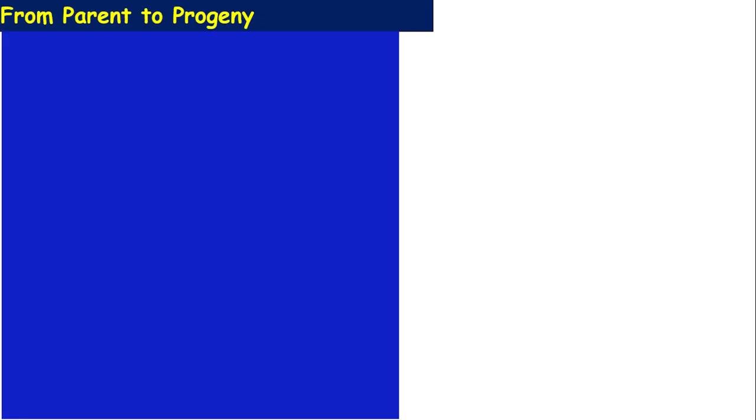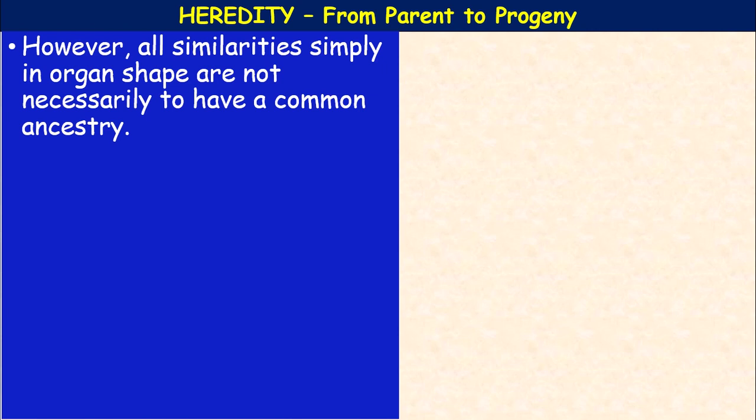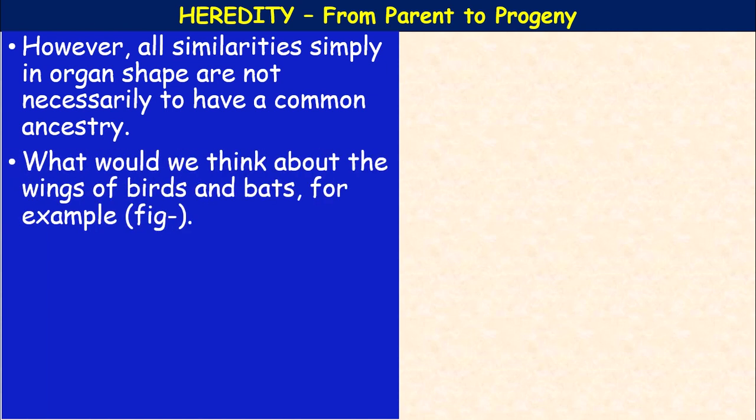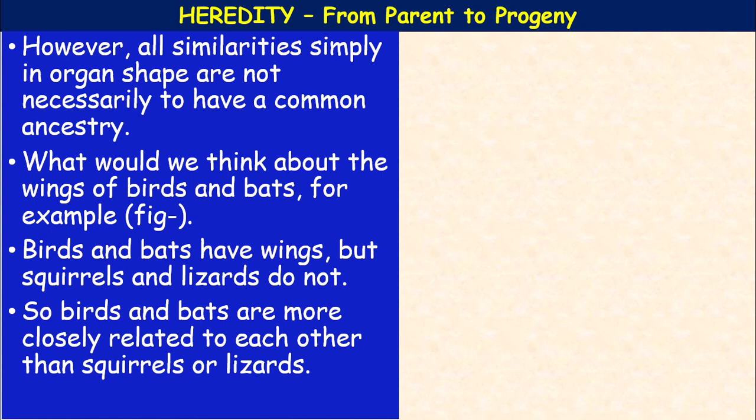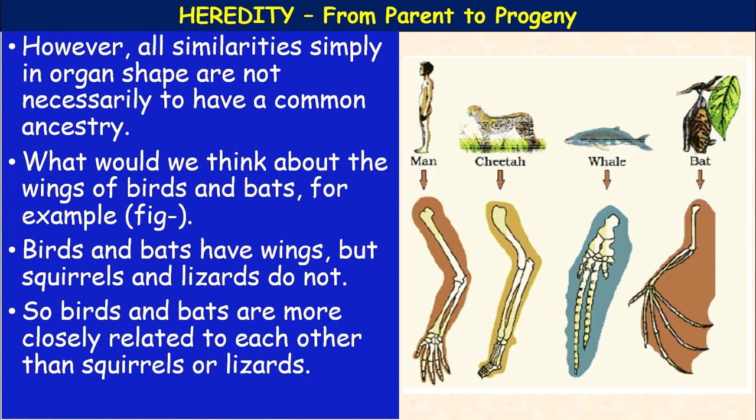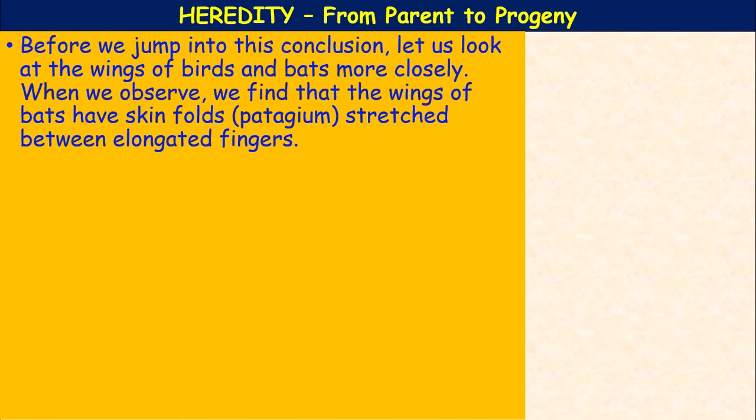Homologous organs. However, similarities in organ shape do not necessarily mean a common ancestry. What would we think about the wings of birds and bats, for example? Birds and bats have wings, but squirrels and lizards do not. So, are birds and bats more closely related to each other than to squirrels or lizards? No. To understand this concept, we have to study analogous organs. Before we jump to this conclusion, let us look at the wings of birds and bats more closely.